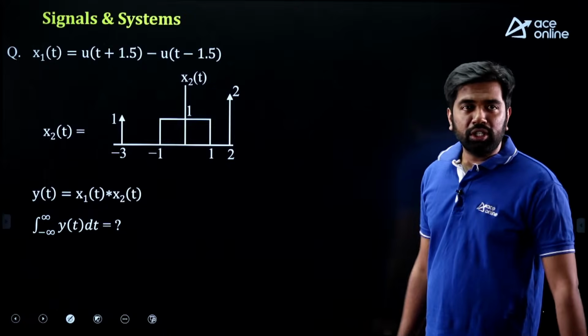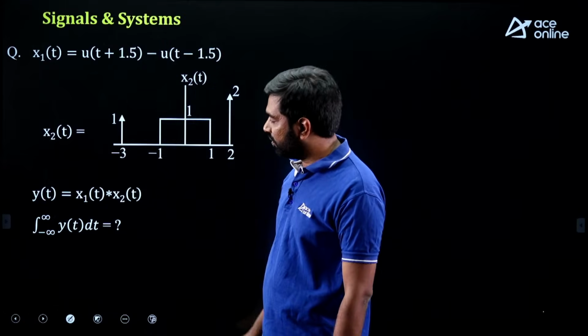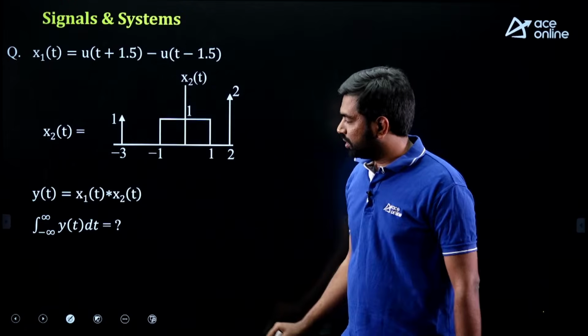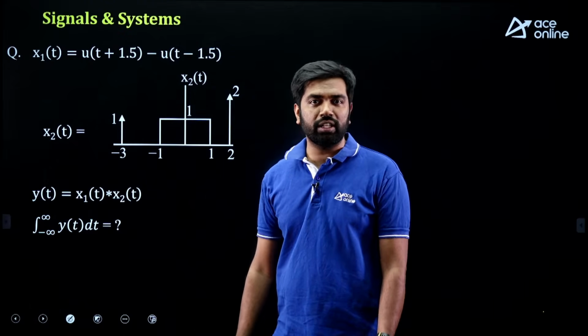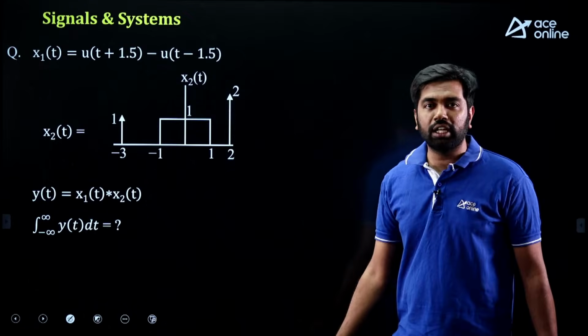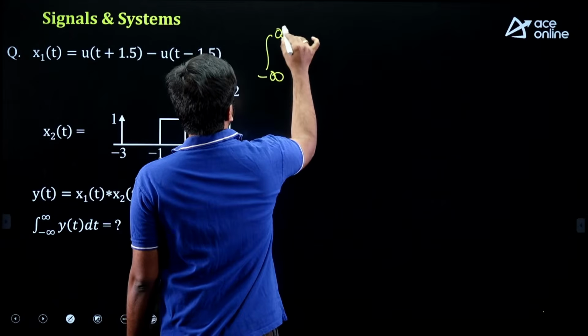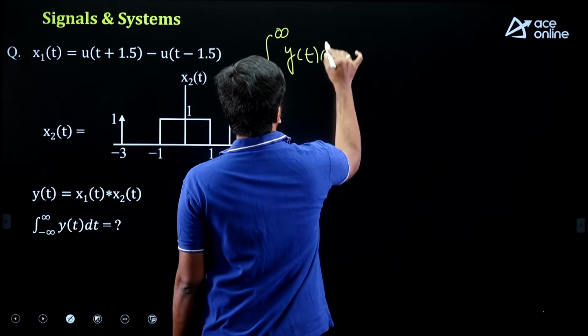This question is based on convolution. They gave x1 of t, x2 of t is also given. They are convolving these two waveforms. The resultant waveform is denoted as y of t. They are asking the value of integral minus infinity to infinity y of t dt. It's a convolution property.